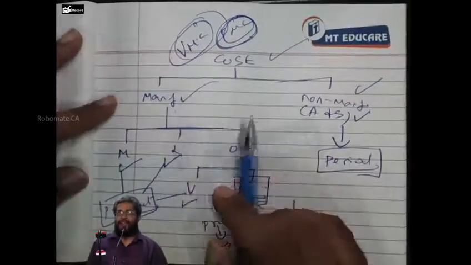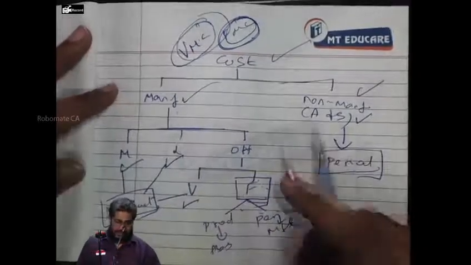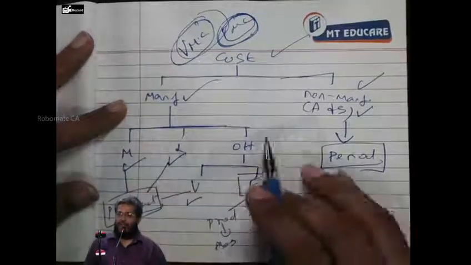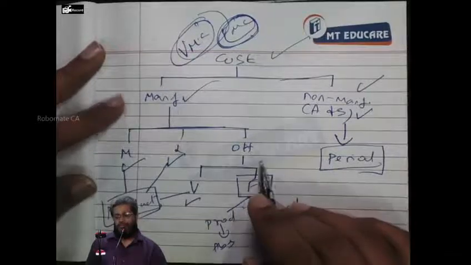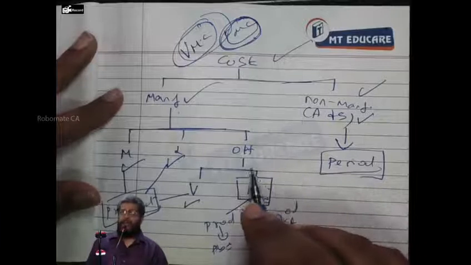Manufacturing is further classified into 3: material, labor, overheads. Overheads are further branched into 2: variable, fixed.